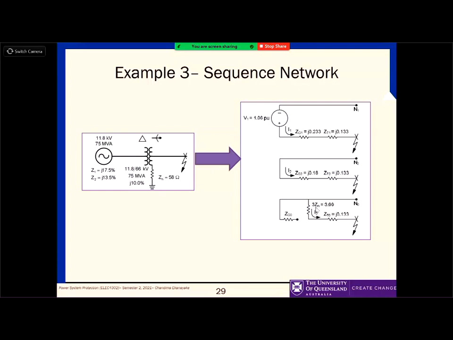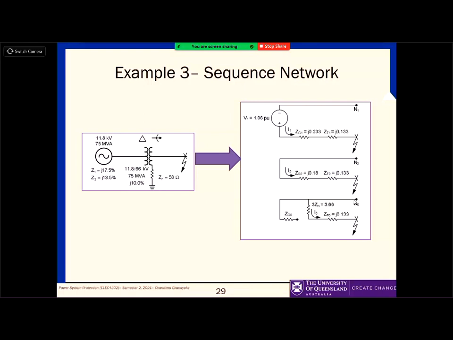So the transformer impedance is ZT0, and then the neutral impedance, as we took in the previous cases as well, is 3 times the neutral impedance, right? Because the current through the neutral is 3 times the current in one phase. The zero sequence current, the addition of all 3 currents, is passing through the neutral. Therefore, we take 3 times the neutral impedance.